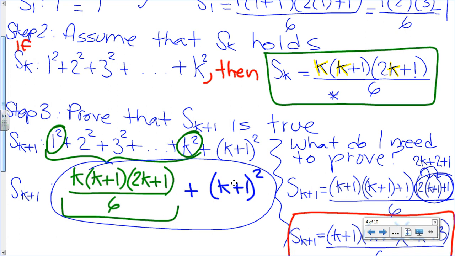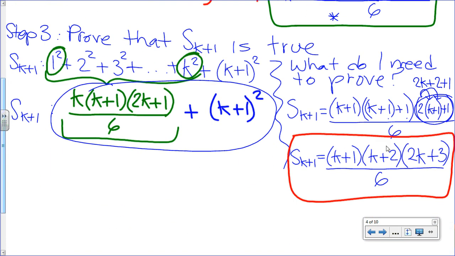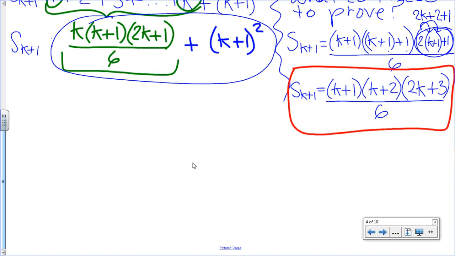No. We need to make the left side look like the right side, like this side. All right? So it's going to take a few algebra steps. Let's get it done.